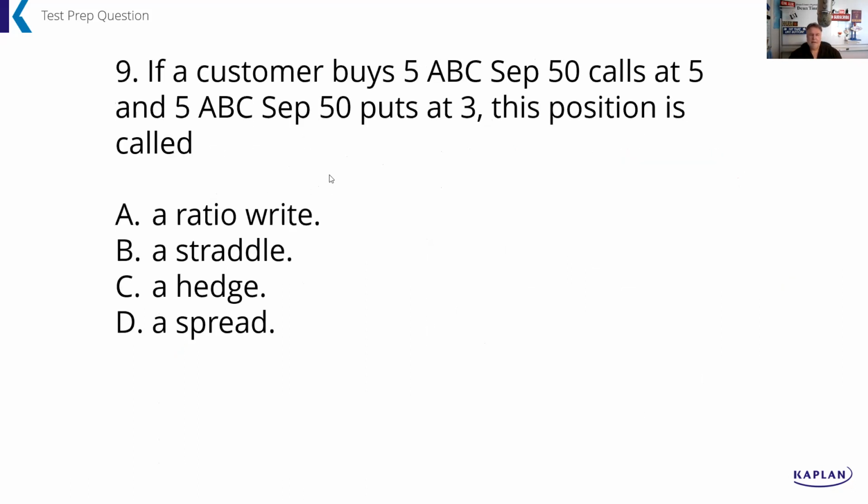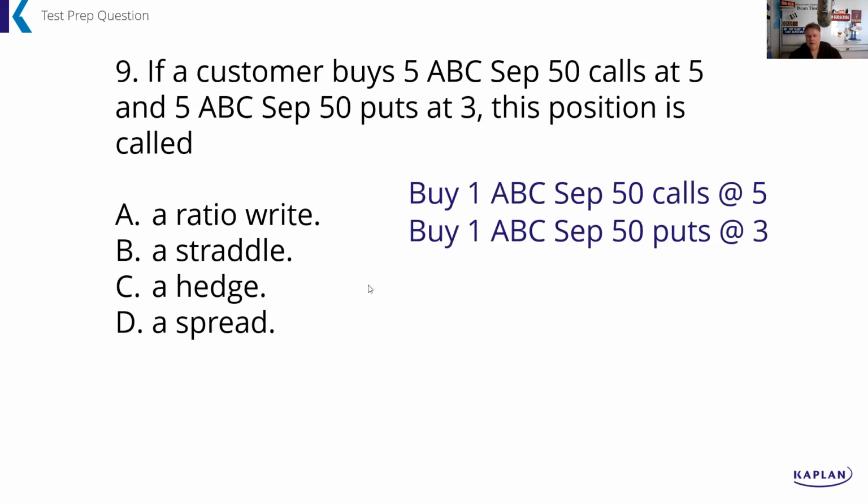If a customer buys 5 ABC 50 calls at 5 and buys 5 ABC September 50 puts at 3, that is a straddle. A straddle is when you're long two different types of contracts or short two different types of contracts. What you're straddling here is 50. So you've got to be able to identify it as a straddle. It is a straddle. We're straddling 50.